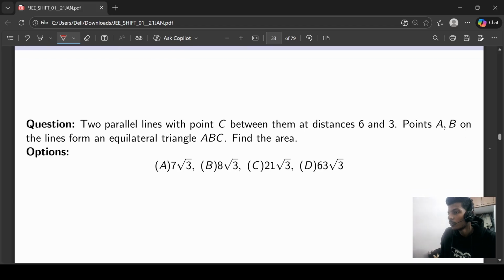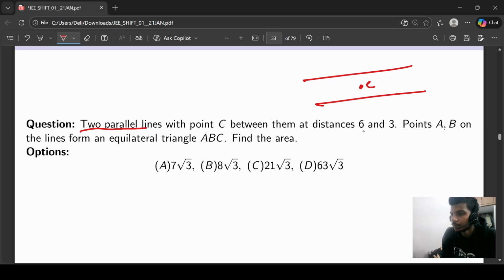So this is the next question. If you are very good at plotting, it will be quite easy for you. This question is about two parallel lines. Let's say these are the two parallel lines. We have a point C in between them, such that the distance from this line to C is 6 and the distance from the other line to C is 3. We have to look for points A and B on the lines such that they make the equilateral triangle ABC, and we have to find the area of this triangle also. This is the main thing.